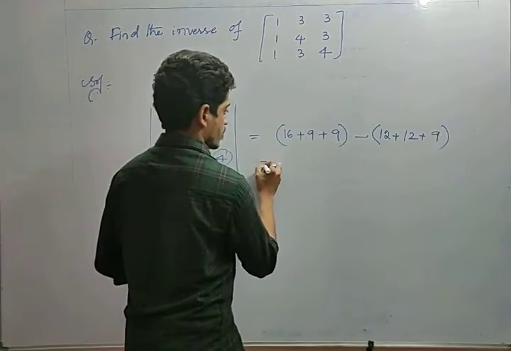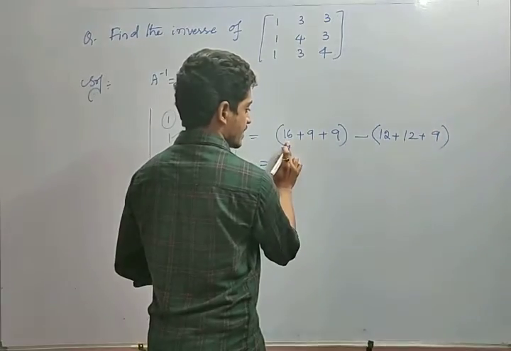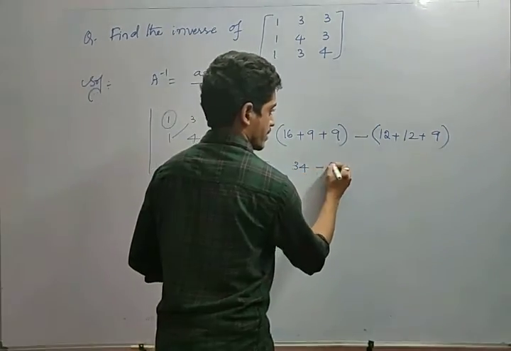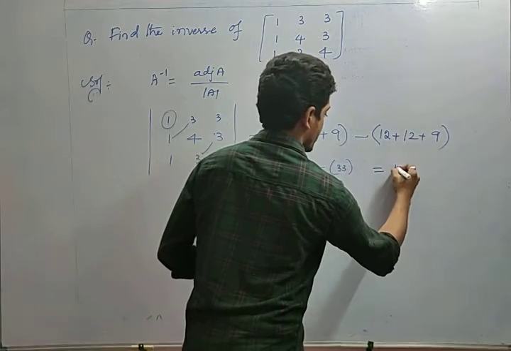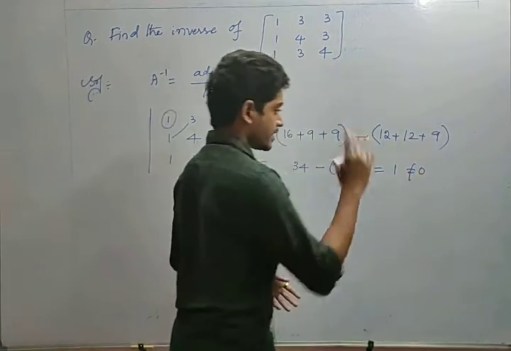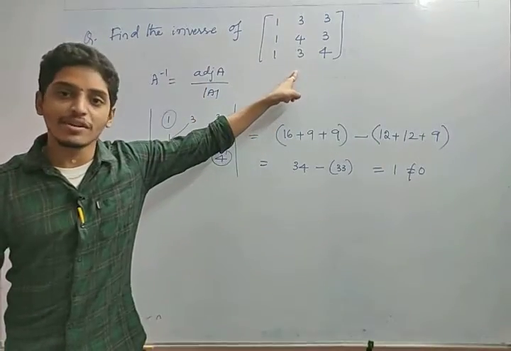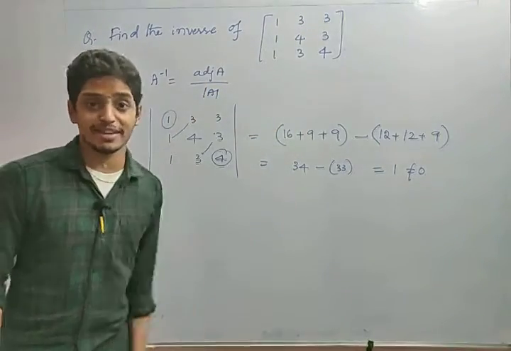So 9 plus 9 is 18. 18 plus 16 is 34. Minus 24 plus 9 is 33. Yeah, we got the determinant 1, which is not equal to 0. Hence, it is an invertible matrix and a non-singular matrix. Now we can find the inverse of the matrix, right?